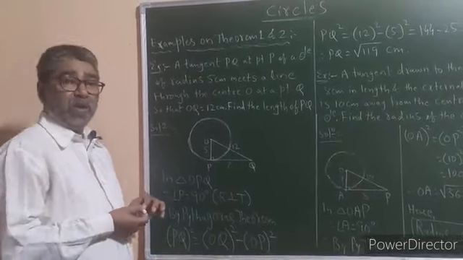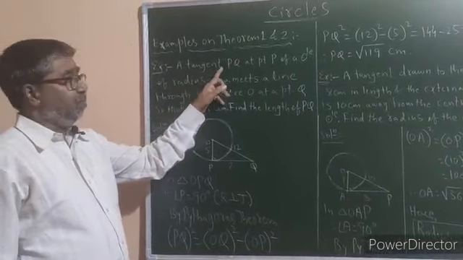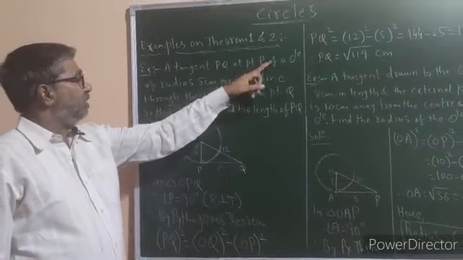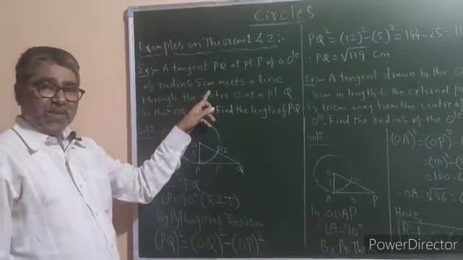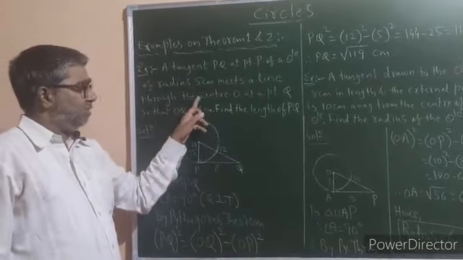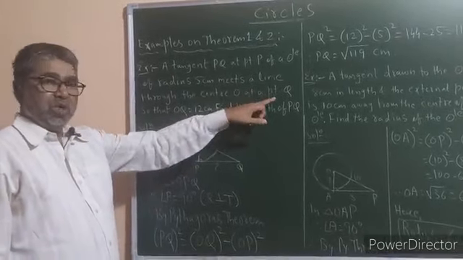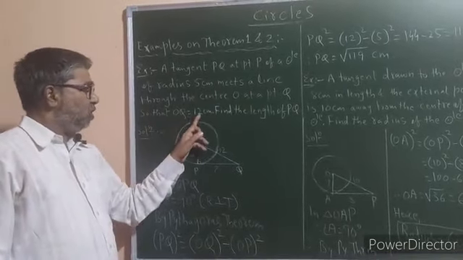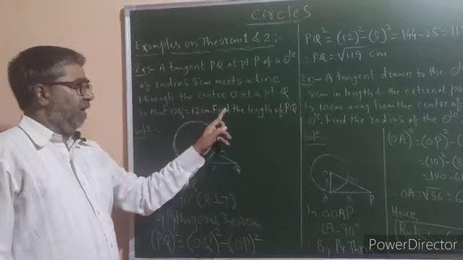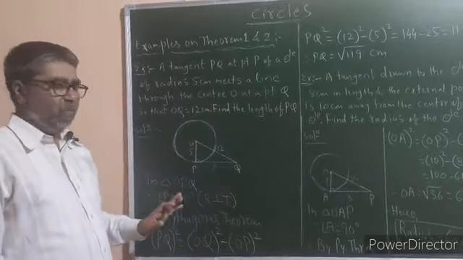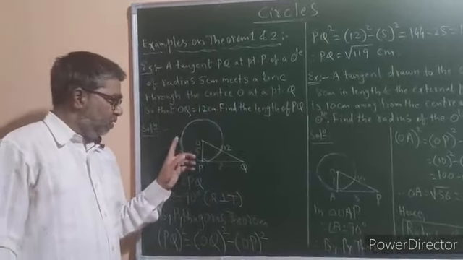So let us see example number 2. A tangent PQ at point P of a circle of radius 5 centimeters meets a line through the center O at a point Q, so that OQ is equal to 12 centimeter. Find the length of PQ. So let us solve this example.